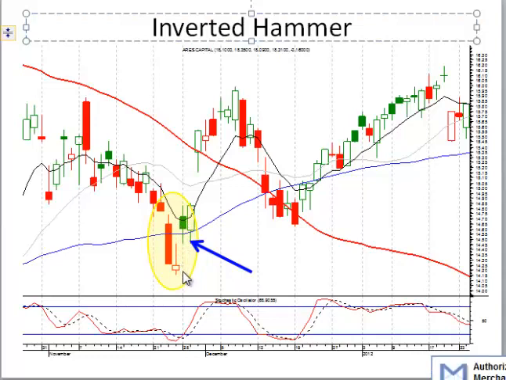Once again, that tells us not only have they had a change of investor sentiment, but they're very anxious to get back into this trade. Meaning the bulls are very anxious to get back into this trade.